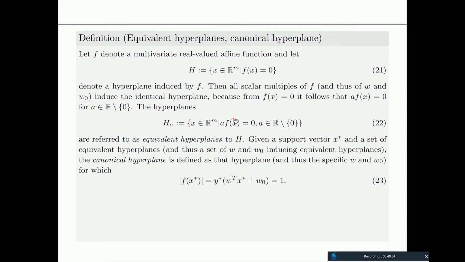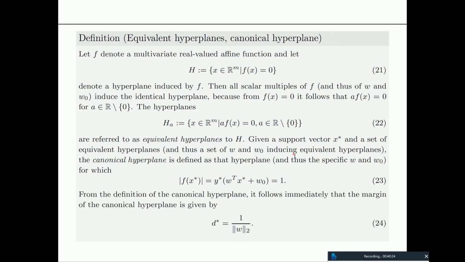And what they have chosen to do is that for a support vector, the output of the function f, so the absolute value of that, meaning the distance, should be 1.